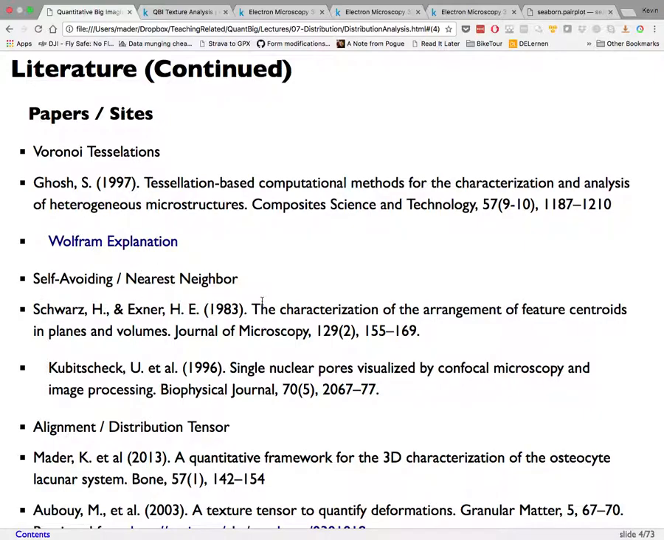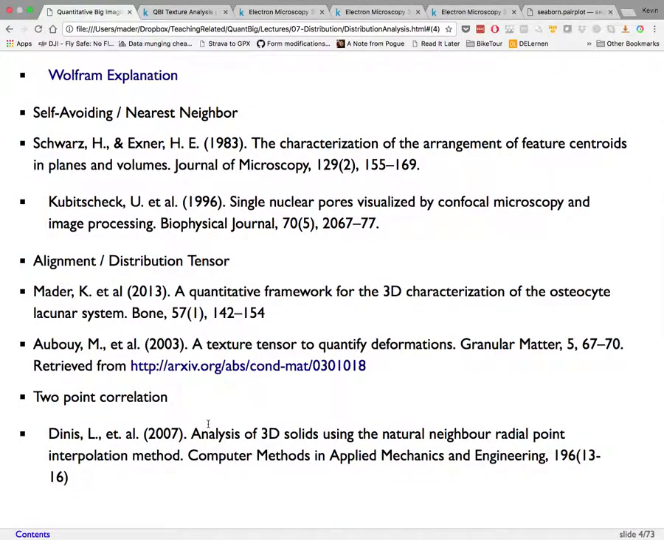So the literature is an extension of what we've covered before, but there's a number of new papers on here, particularly Voronoi tessellations, nearest neighbor and self-avoiding ideas, and then this alignment and distribution tensor. So we've got a number of things you can look at if you're interested in getting more information about those topics. You should be able to scroll here as well. And then finally, the two-point correlation function, which we also briefly mentioned last time.